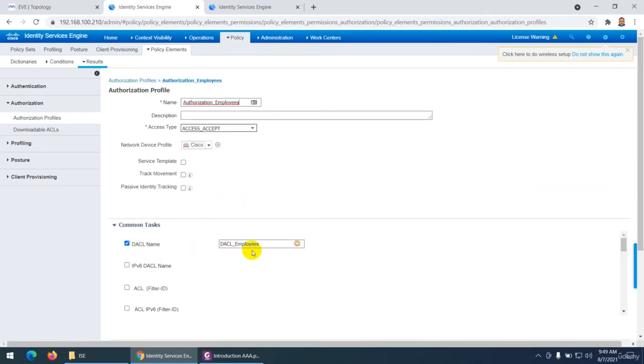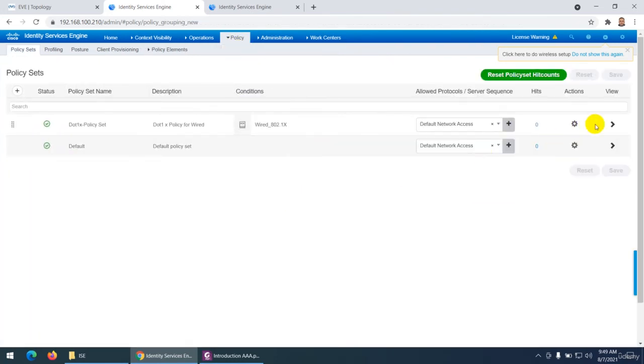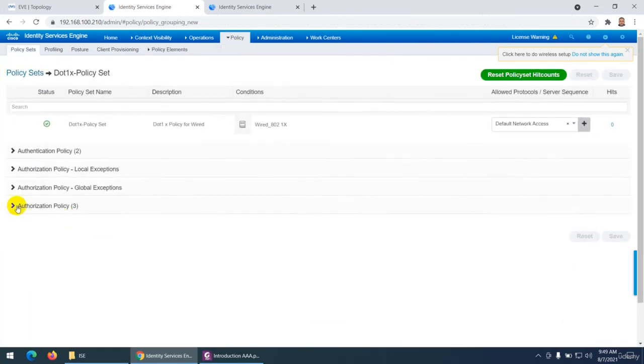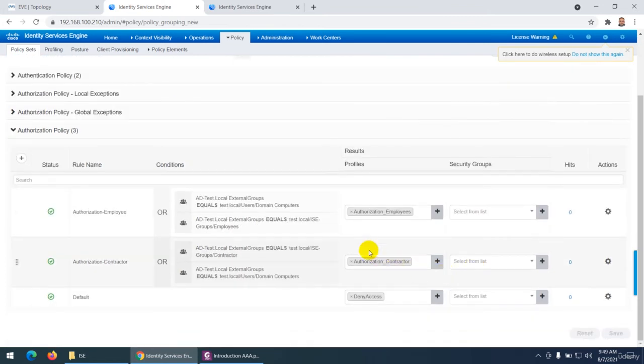And then we attach this DACL here, and then we call these DACL in our authorization policies, and here we call them. This is authorization employees and this is authorization contractor. So when contractor logs in, they are not allowed, but when employees log into the network, they are allowed to access each and everything. Just give an example.